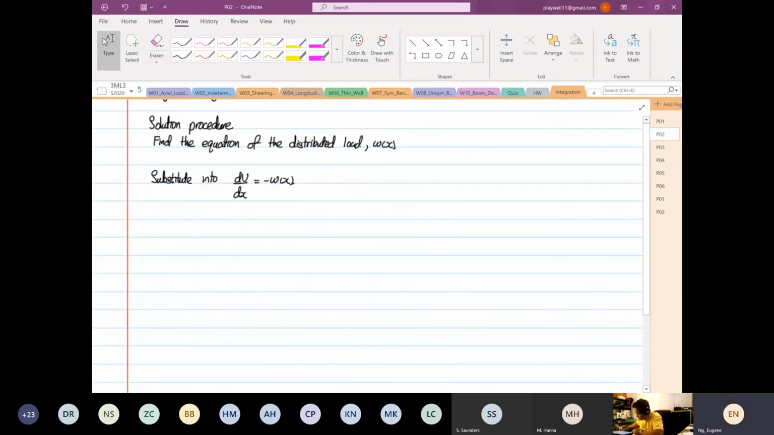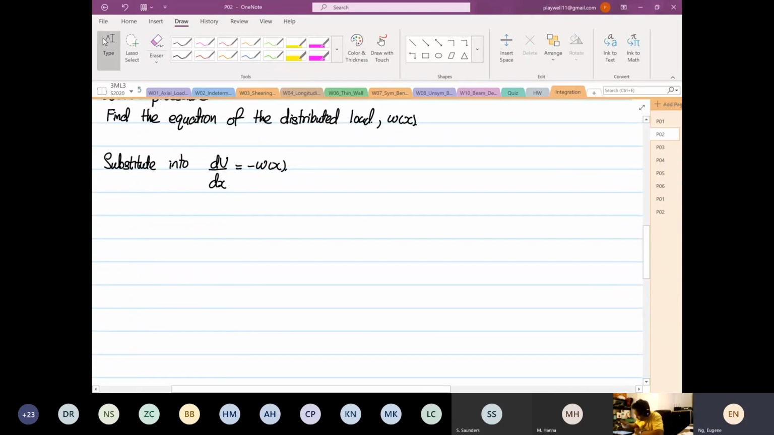Okay, so after that, we are going to integrate. We're going to integrate number one, right? So we'll have v as a function of x, okay? And then we're going to have minus omega x dx plus c1, okay? And then this is equal to dM over dx.